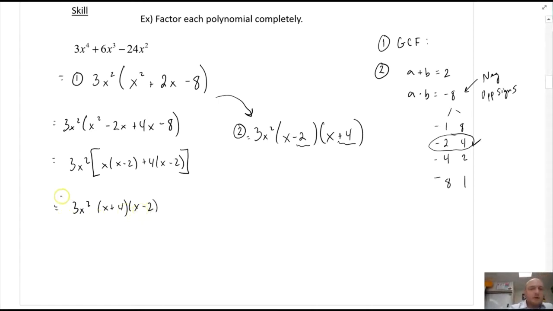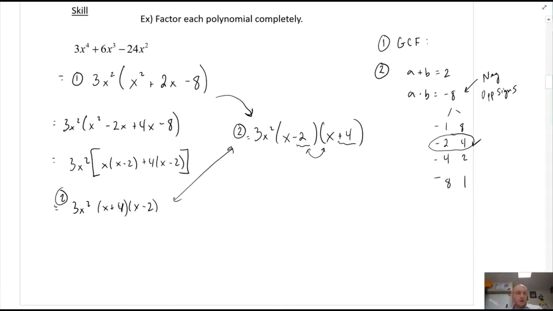And I want you to go ahead and compare these two. So what do you notice? They're exactly the same, right? 3x squared times x plus 4 times x minus 2. They're exactly the same. I know these two are just flip-flopped, and that's fine. They can be that way because multiplication is commutative, but it's the same answer. So there is a shortcut, and I recommend doing the shortcut and using that.